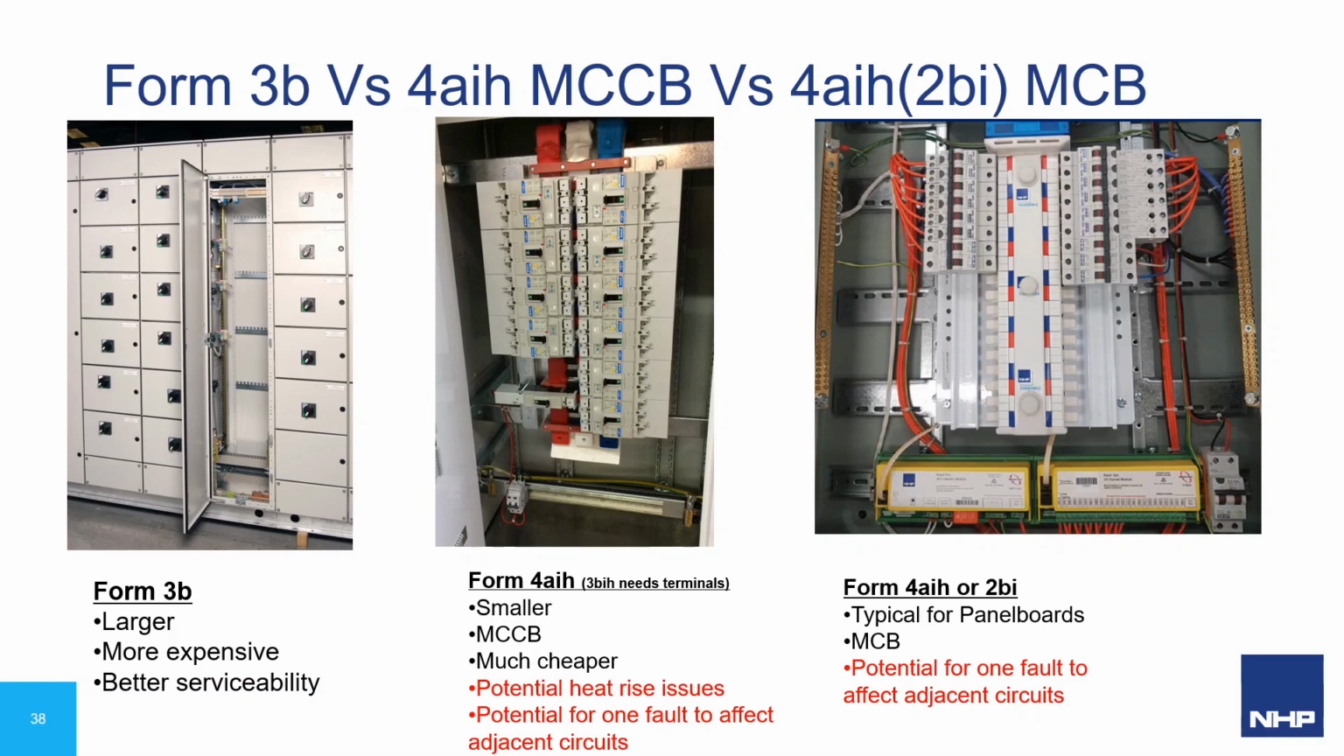We have Form 4AIH, which will typically be smaller and can be used for small sections or panel boards for molded case circuit breakers or miniature circuit breakers. It will typically be much cheaper, but we do have to consider potential heat rise issues as we're putting a number of circuit breakers in the one compartment, and there is the potential for one fault to affect adjacent circuits. Again, Form 4AIH or 2BI, which is typical for small panel boards and miniature circuit breakers. Again, potential for one fault to affect adjacent circuits.